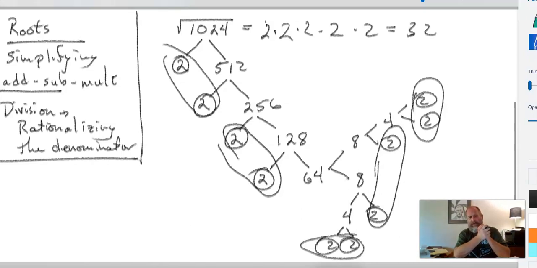Right, so that one ended up being a little bit more work, but it's still just factoring everything out and seeing what pairs you have. All right, so let's go ahead and look at the next example here.